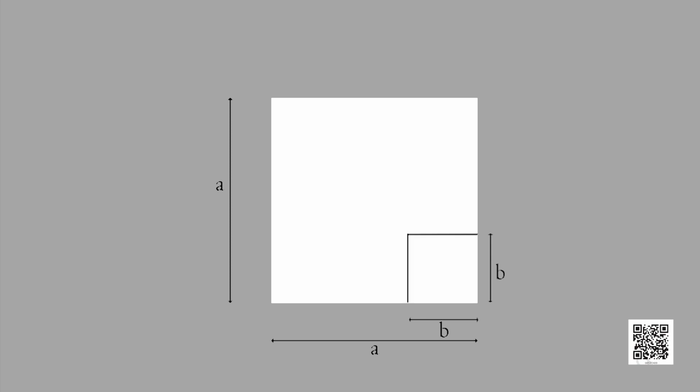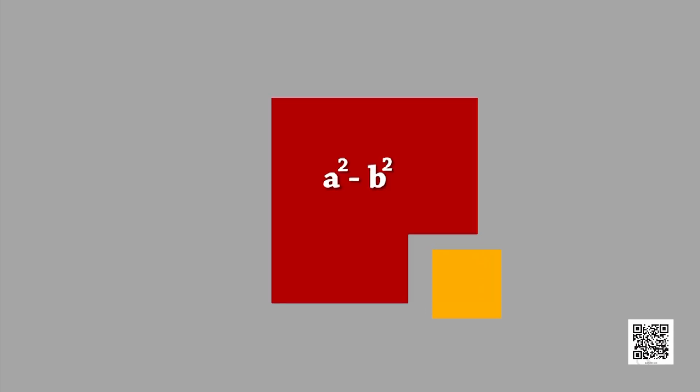Make a square of length b as shown in the figure. Now cut the small square from the big square. Can you guess what would be the area of the remaining part? Good. It is a square minus b square. Let us now consider the bigger part.